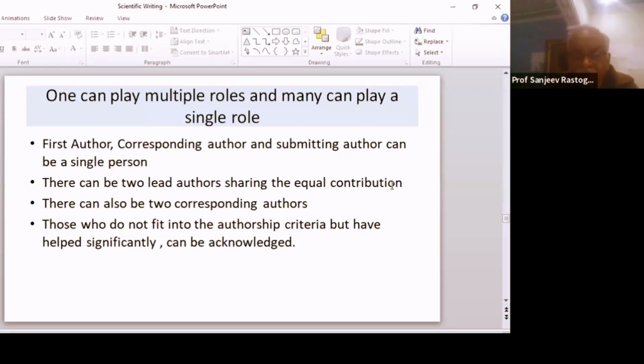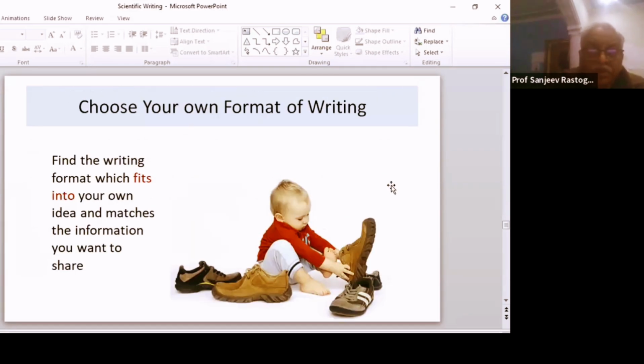And those who do not fit the authorship criteria as identified by the International Committee of Medical Journal Editors should be named in the acknowledgement, and they should be duly acknowledged.